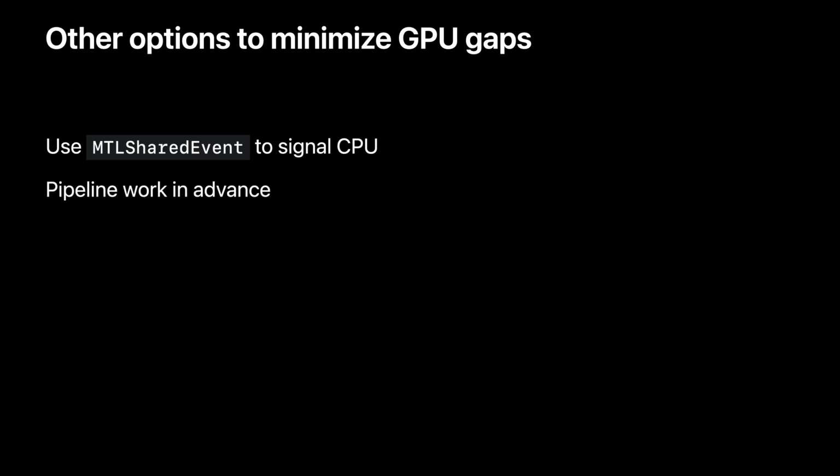In the previous example, it was possible to remove CPU-GPU synchronization altogether. However, this is not always the case, due to your application's nature. There are other approaches you can take to reduce idle time. Use MTLSharedEvents to signal the CPU, pipeline more work, consider using GPU-driven encoding, and using concurrent dispatches. So, let's discuss those approaches to minimize GPU timeline gaps. Some of them might fit your workflow.